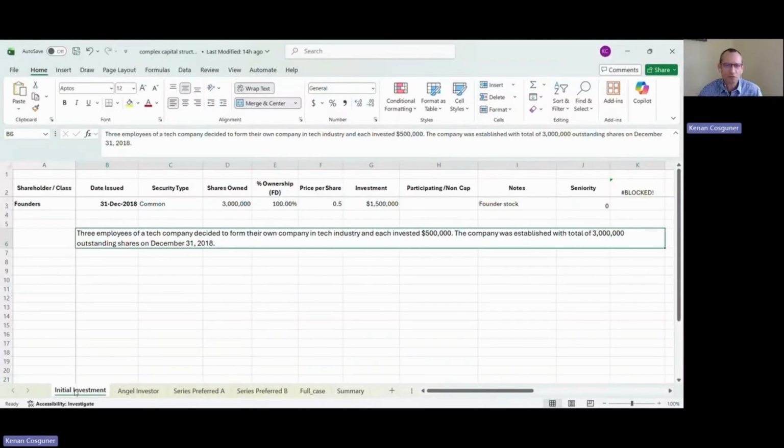Hi everyone, let's jump to our complex security valuation model. Three employees of a tech company decided to form their own company in the tech industry and invested 1.5 million. The company has outstanding shares of 3 million.